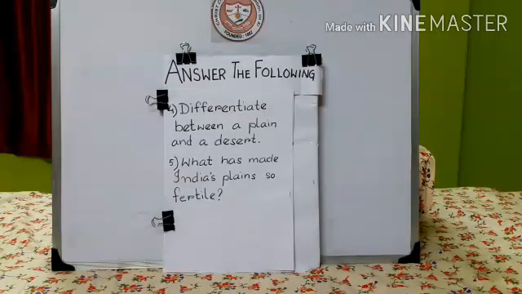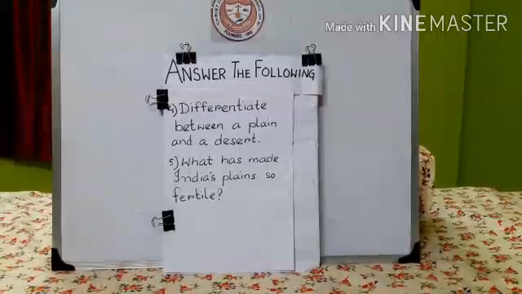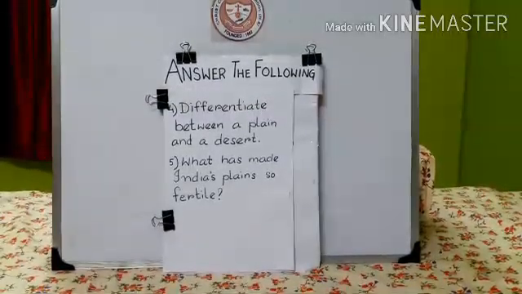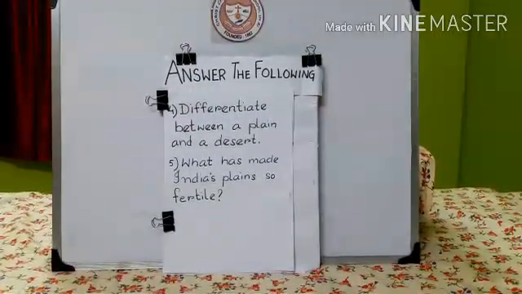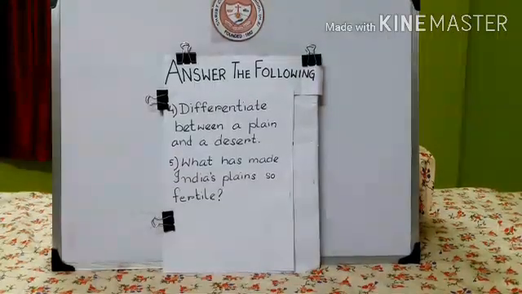What you can write in this answer is that many of the rivers originate in the Himalayas, which flow through the plains of northern India and make the land rich and fertile. Have you all understood what you have to write? It is on page 90.